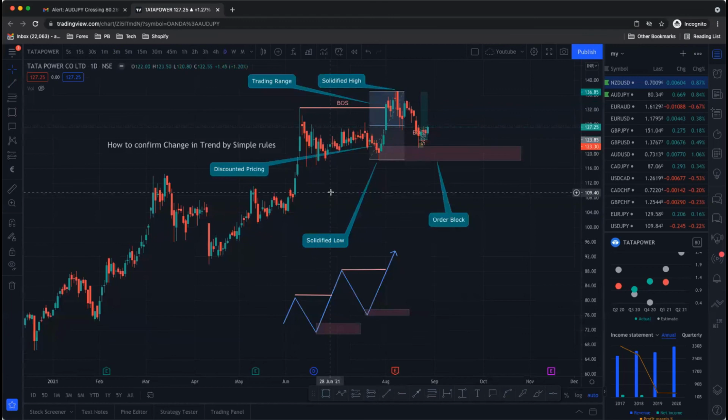You can apply this to any kind of stock, any kind of market, any kind of candlestick pattern, or any market which has candlesticks. It will work there. The principles are the same.